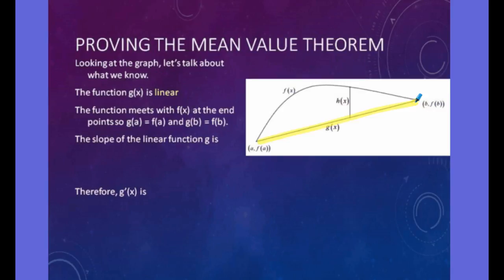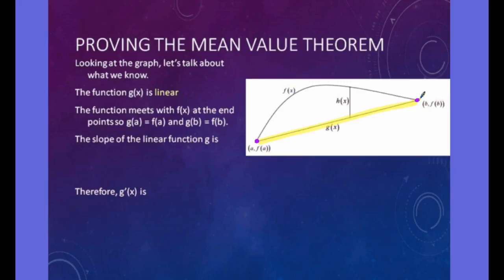And the function meets with f of x at the endpoints. So it's also fair to say that g of a is equal to f of a, and g of b is equal to f of b, right? Because you agree that these two graphs meet here and here. So it's fair to say that g of a equals f of a, and g of b equals f of b.